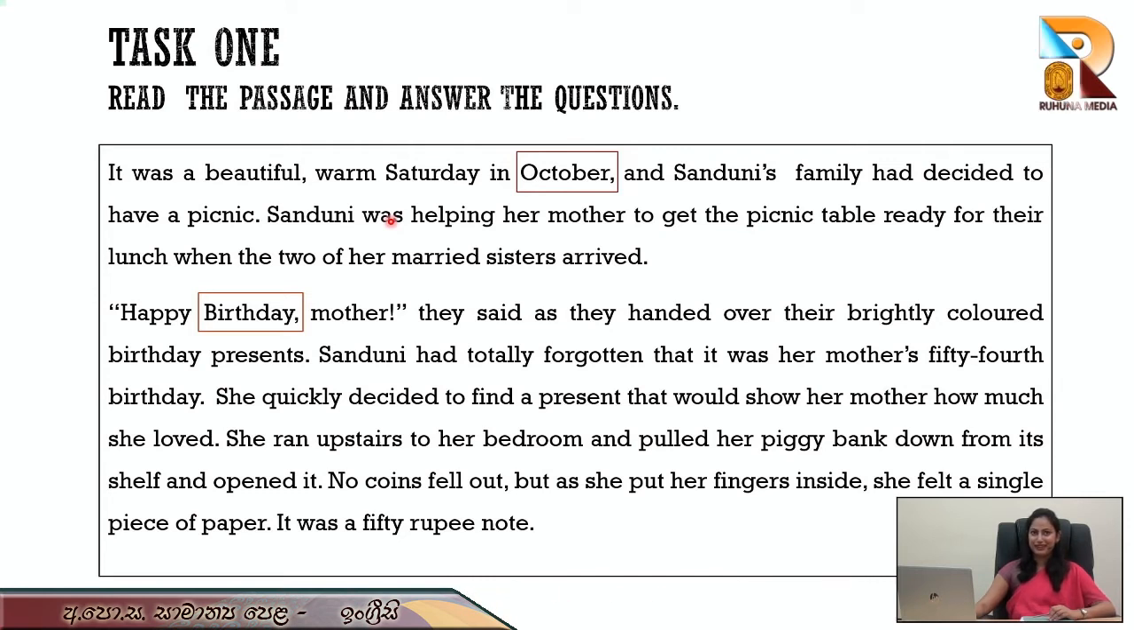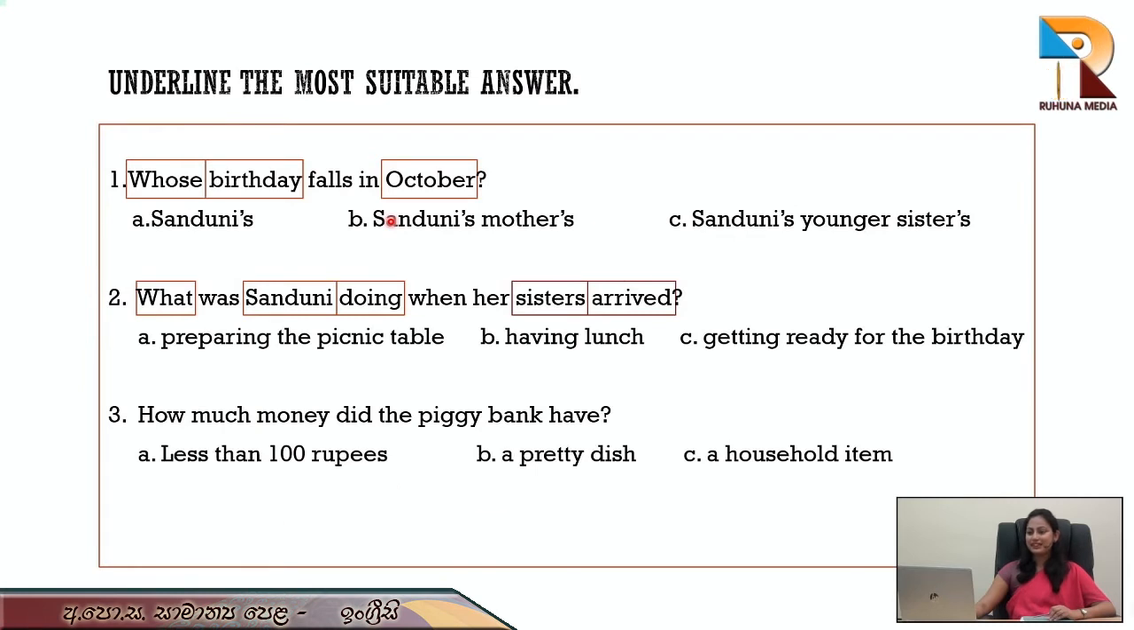I think you were able to find the answer. It's Sanduni's mother. How did you find the answer? Have a look at this sentence again. Sanduni was helping her mother. So it's about Sanduni's mother. Sanduni was helping her mother when her sisters arrived and wished happy birthday, mother. So the answer is option B, Sanduni's mother's.